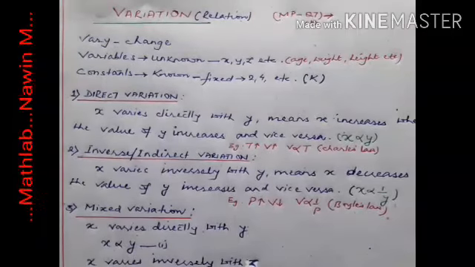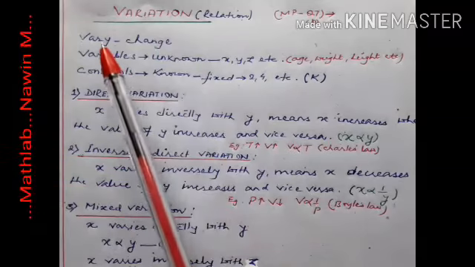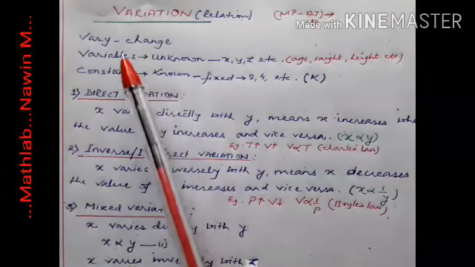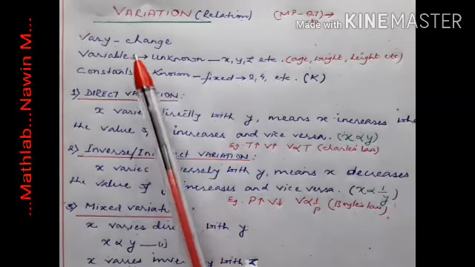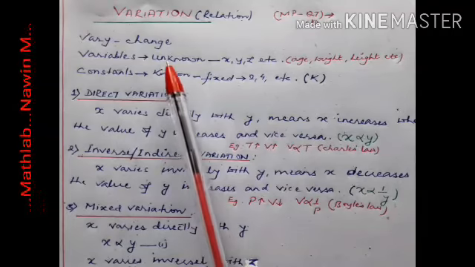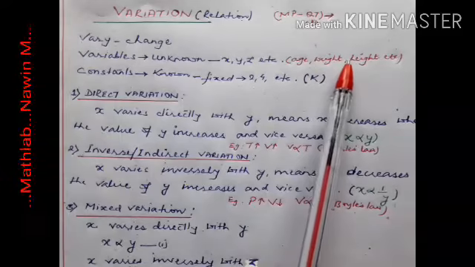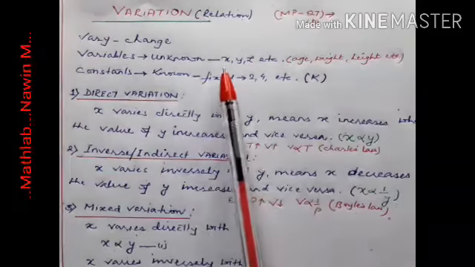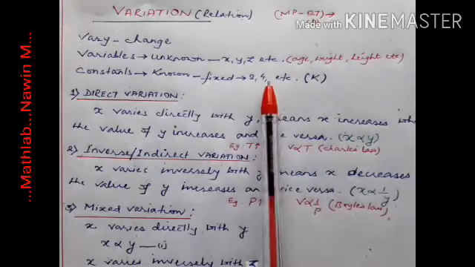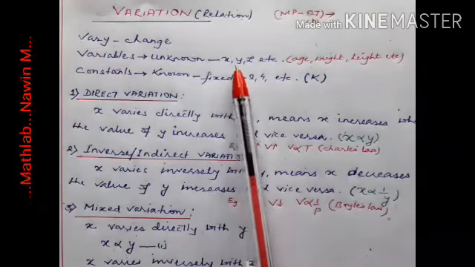Welcome back. Today we'll start a new chapter called variation. The word variation comes from the word vary, which means change. Variables are something which changes, whose values are unknown. For example, age, weight, height of a person can change, according to certain condition. And these variables are denoted by letters x, y, z, etc.